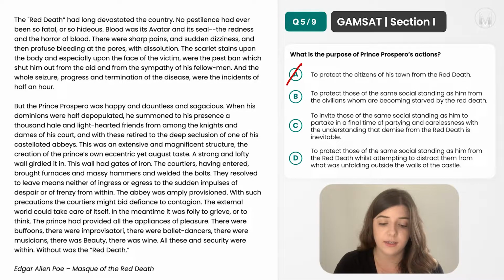So he definitely is trying to protect those of the same social standing, but it's not from the civilians who are being starved by the Red Death, it's from the Red Death itself and from those infected. So option B is also incorrect.